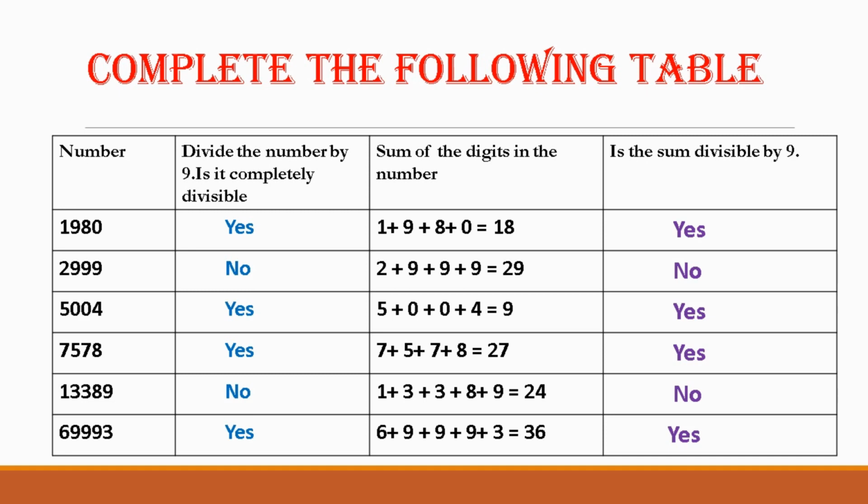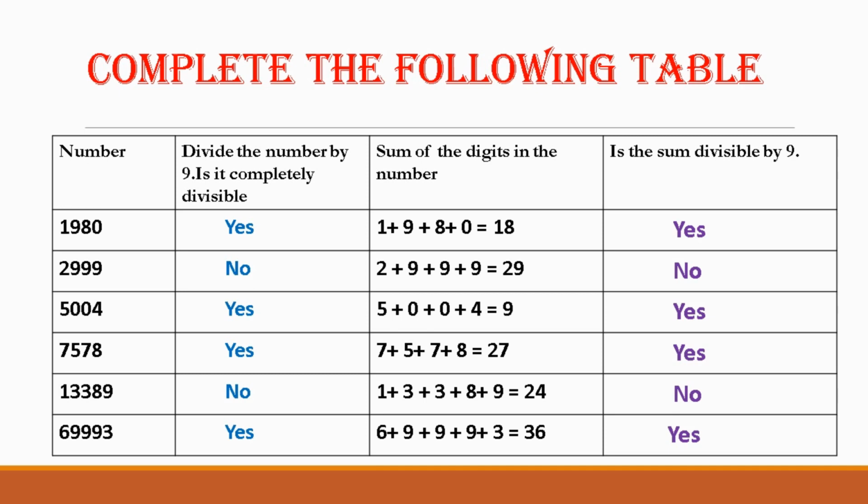So 1980 is completely divisible by 9. Its sum, 1 plus 9 plus 8 plus 0, is equal to 18, that is divisible by 9, and therefore 1980 is also divisible by 9. Now next number 2999. It's not completely divisible by 9. When you take the sum of the digits, 2 plus 9 plus 9 plus 9, it becomes 29. 29 is not divisible by 9. Therefore 2999 is also not divisible by 9.